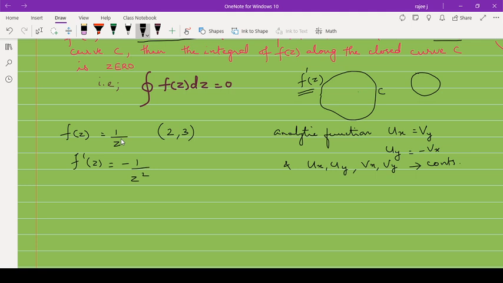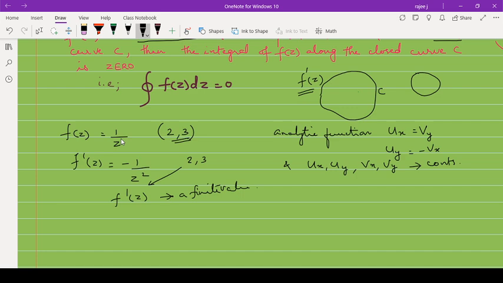It always exists and it will always be continuous, because between 2 and 3 there is no value such that when you put that value in the denominator, you will get 0. So there is no such value. Between 2 and 3 there are an infinite number of values. You put any value in z square, for each value this f dash z will be a finite value. So we can say that it is continuous.